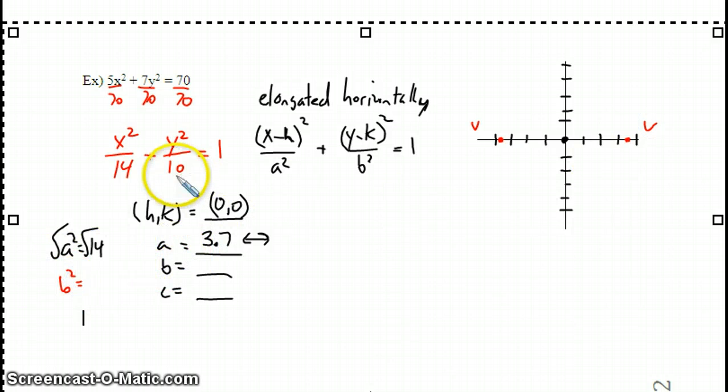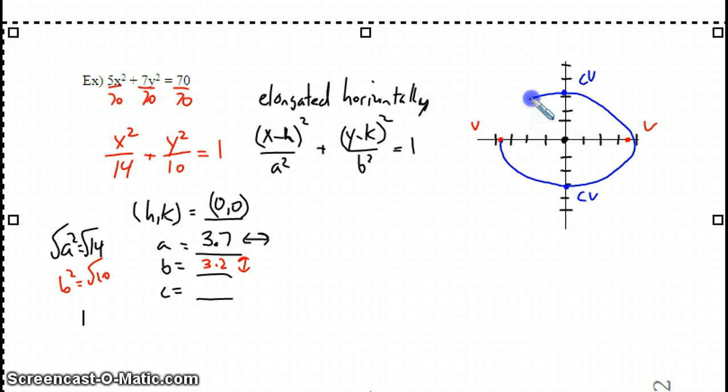Let's figure out what b is. b squared is 10, so b is the square root of 10, and that as a decimal is 3.2. So we're going to go up and down 3.2. Up 3.2, that's a co-vertex, down 3.2, that is a co-vertex. So when we graph this, it's going to look like that.